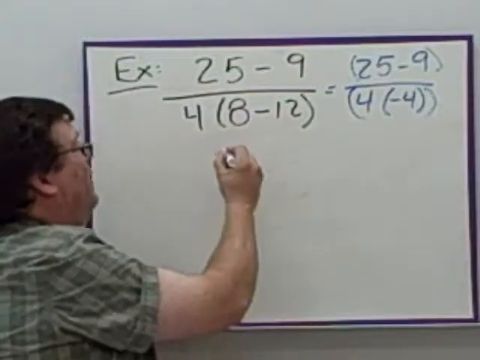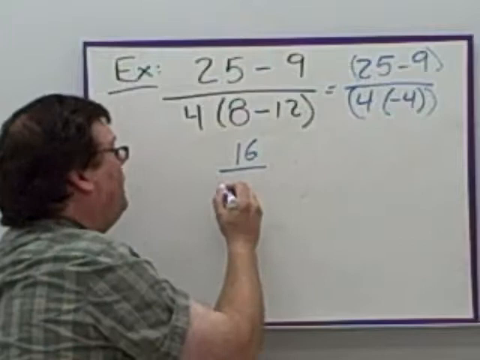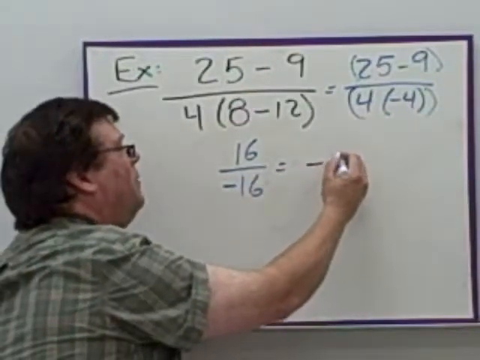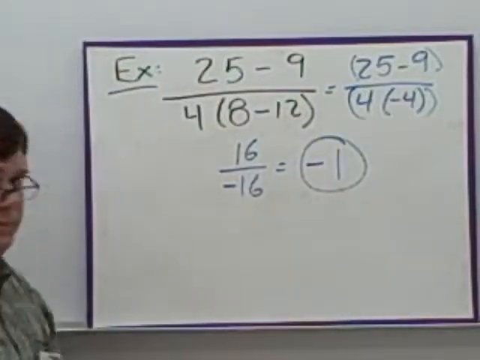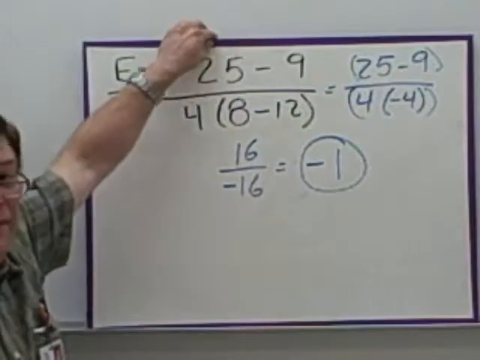25 minus 9 is going to give me 16. 4 times negative 4 is going to give me negative 16. And 16 over negative 16 is going to give me negative 1. So there is a grouping symbol within the fraction bar.